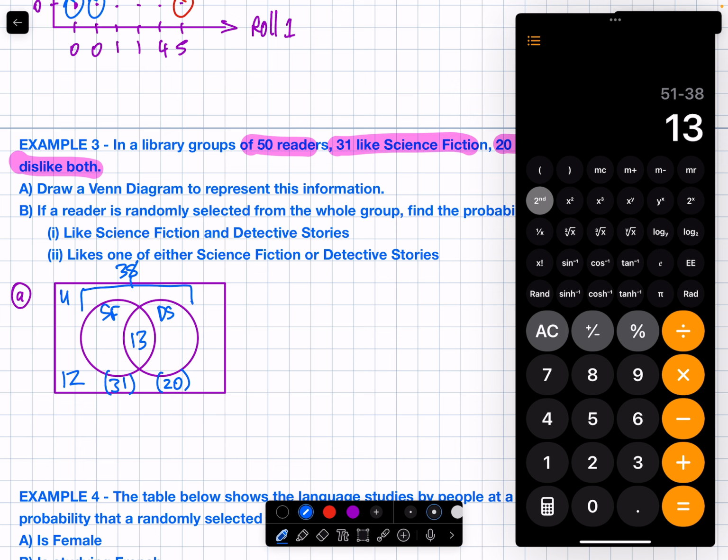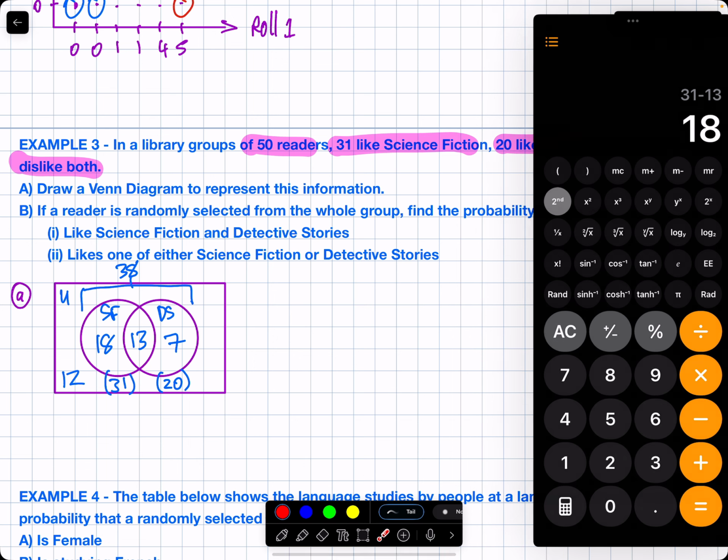Minus it again, because I'd taken 31 of the people that like science fiction, that was wrong on purpose. So 31 minus 13, that's going to be 18 there. And take 13 from 20, that's going to be 7 there. Now I double check: are there 20 people that liked detective stories according to this Venn diagram? Are there 31 people that liked science fiction according to this Venn diagram? It doesn't tell me how many liked both, but we just worked that out, didn't we?